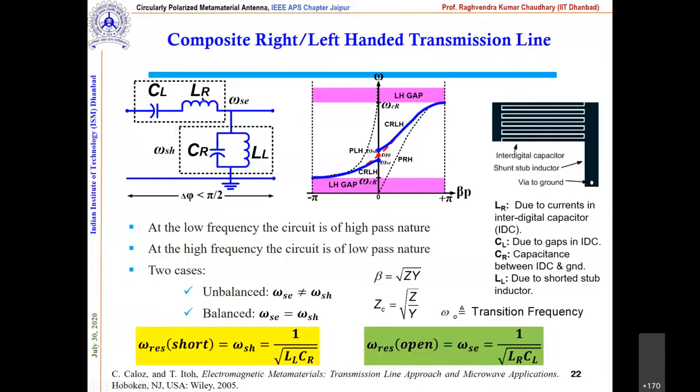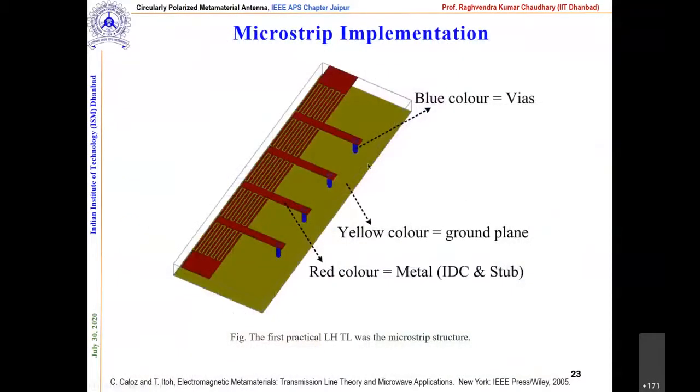And if you plot this dispersion diagram, it looks like this. Here you can see omega SC and omega SH, the shunt and series frequencies. If these are equal, we say this is a balanced line. Otherwise, these two frequencies will be there. Basically it depends on how you are going to terminate your transmission line. So mainly you are getting the shunt resonance and the series resonance. I'll tell you these things. So this is the implementation of the transmission line.